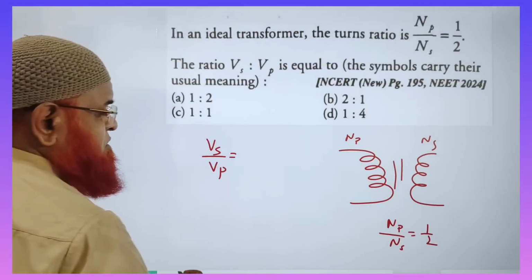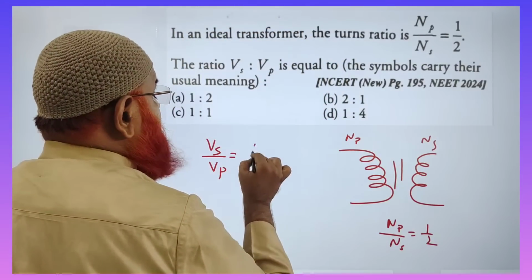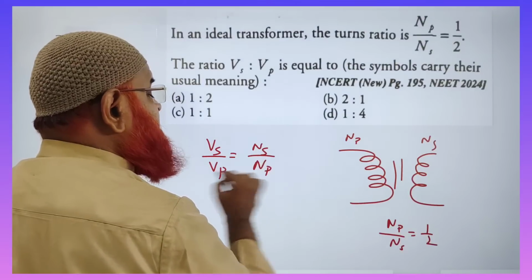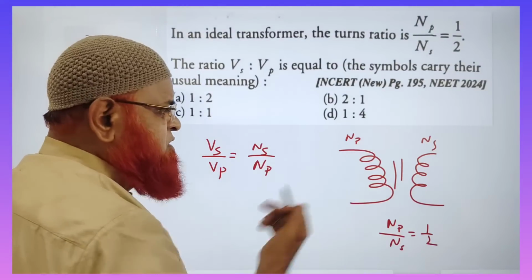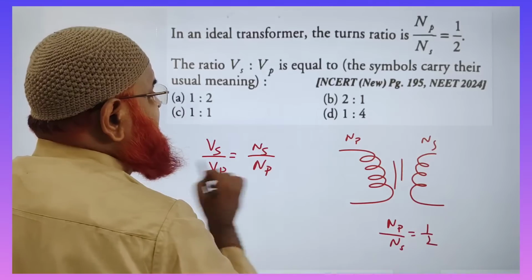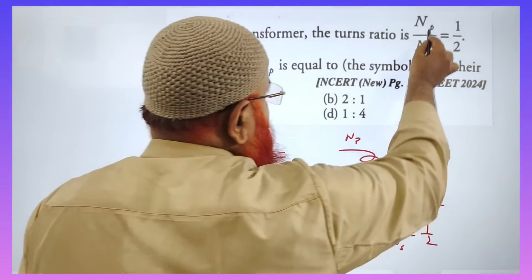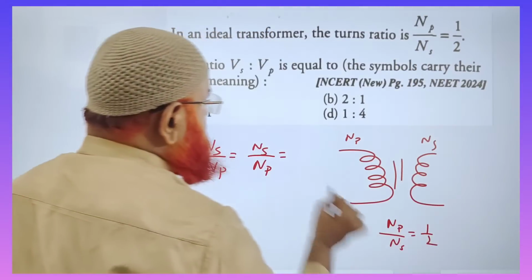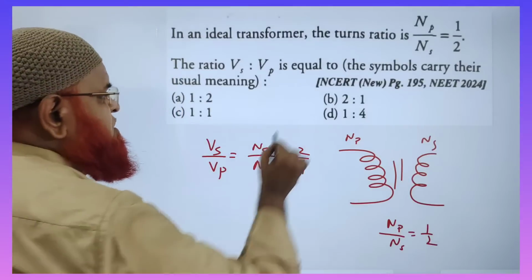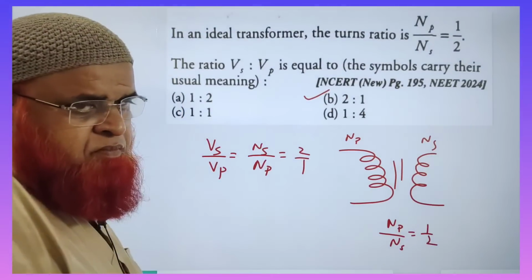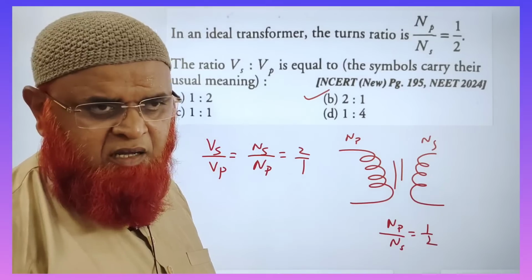What is that I have told just now? V secondary by V primary is equal to N secondary by N primary. d phi by dt is going to cancel. N secondary by N primary. Here N primary by N secondary is 1:2, means 2:1, or not? So the answer is option B. So simple it is. Is it clear?